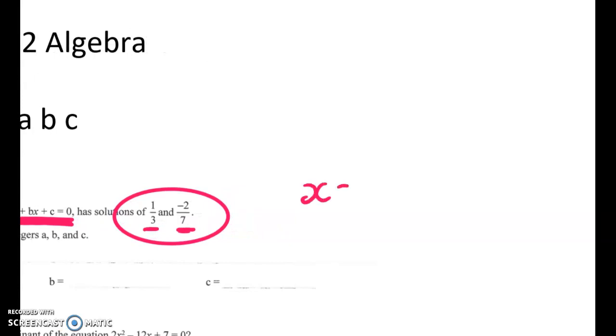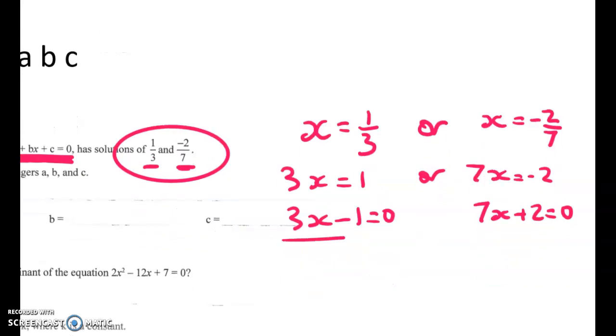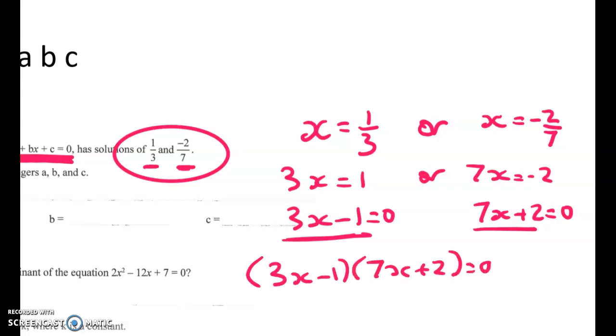So x is equal to 1/3 or x is equal to -2/7. Rewriting that, we get 3x equals 1 or 7x equals -2. 3x take away 1 equals 0 or 7x plus 2 equals 0. So those are going to be the two factors of my quadratic. So we're just about finished.